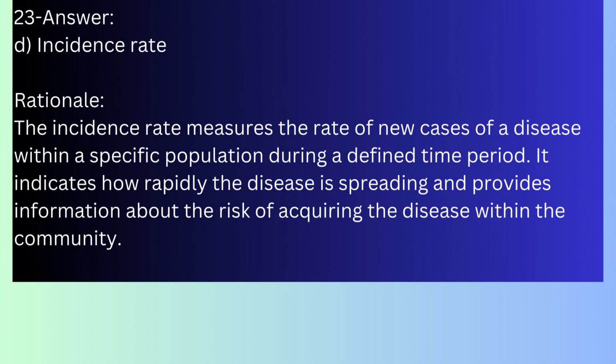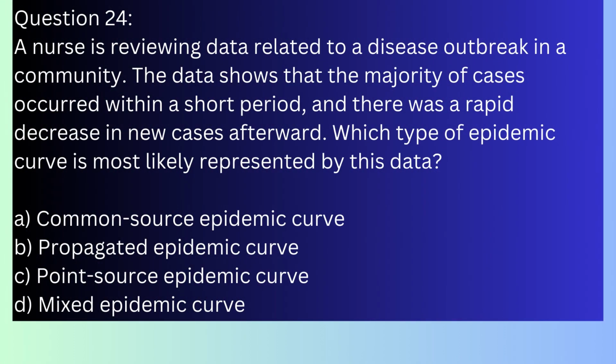Rationale. The incidence rate measures the rate of new cases of a disease within a specific population during a defined time period. It indicates how rapidly the disease is spreading and provides information about the risk of acquiring the disease within the community.